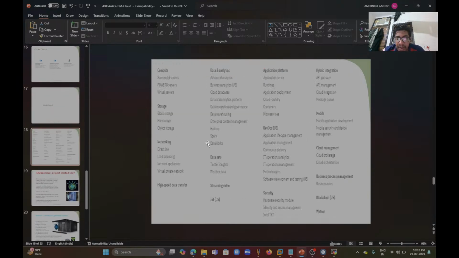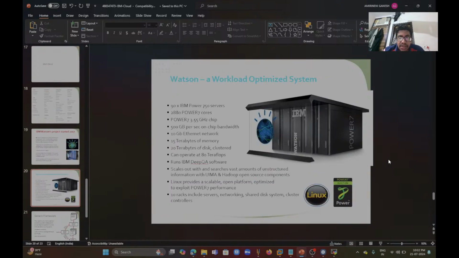Okay, here there are IT operations and cloud orchestration, business rules and application server. See, application server runtime, application deployment, cloud factory, containers, microservices, data integration, data warehouse, enterprise content management, and bare metal services, virtual servers, load balancer, network applications, everything is there. Okay, cloud services. This is one of the most popular, IBM cloud.